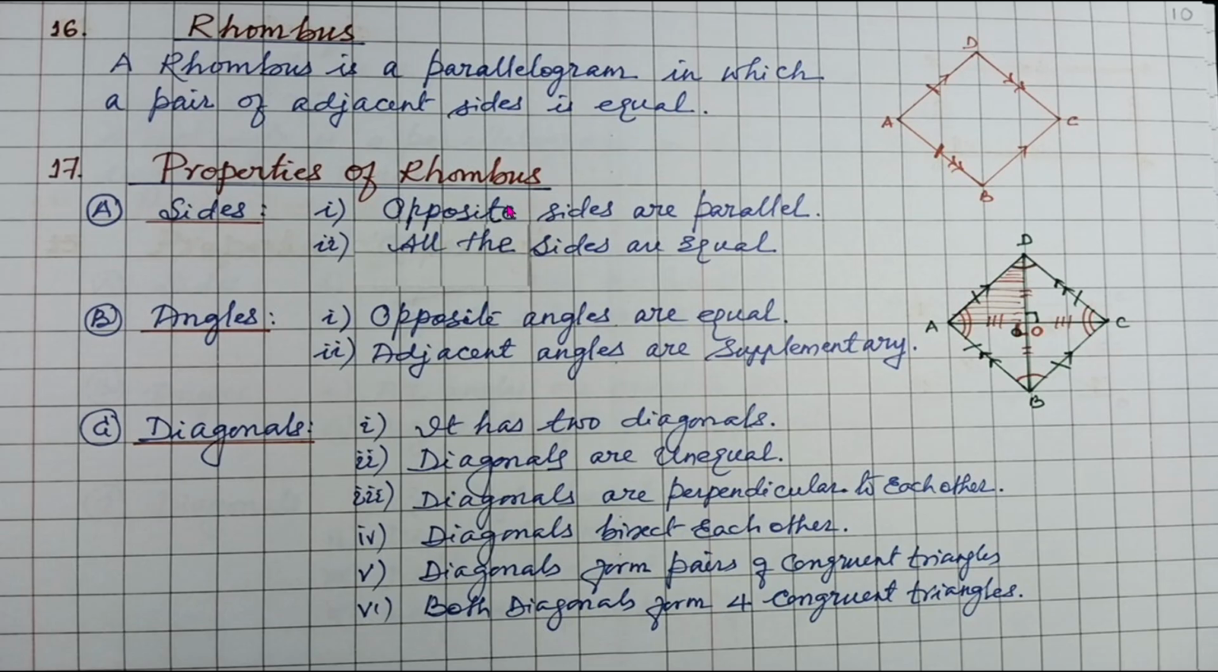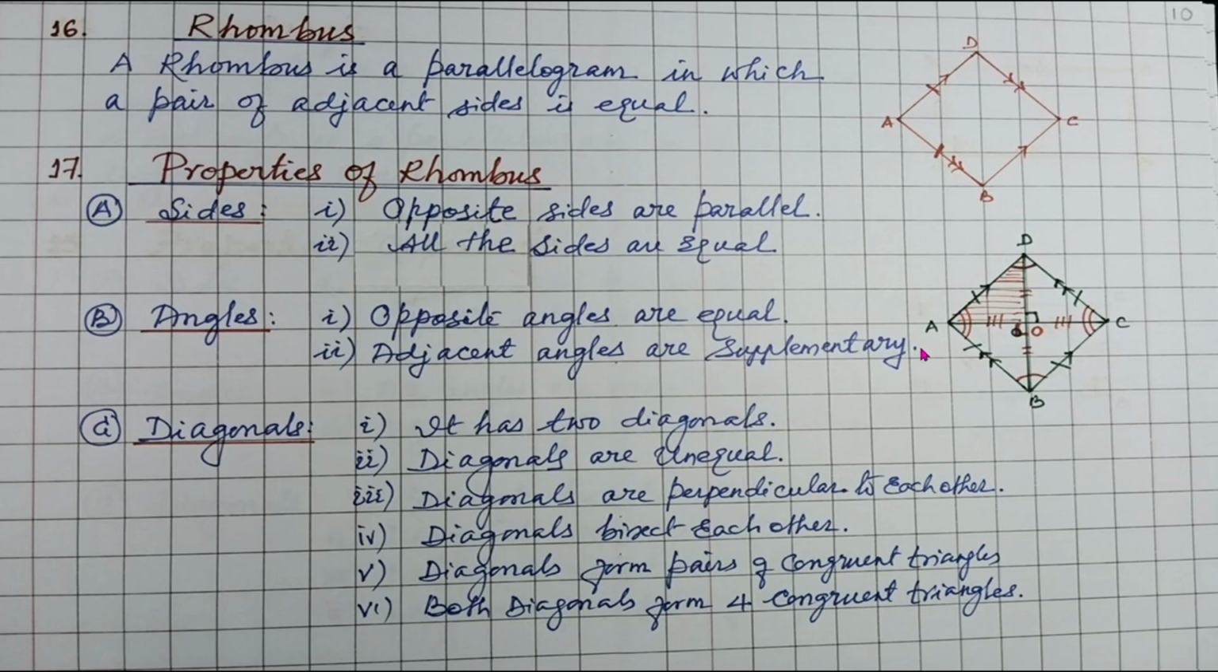The properties of a rhombus in terms of sides: the opposite sides are parallel in a rhombus like a parallelogram, and the difference is all the sides are equal in a rhombus. Remember that. The opposite sides are parallel and all the sides are equal in a rhombus. In terms of angles, opposite angles are equal. Here angle A is equal to angle C, angle B is equal to angle D, and the adjacent angles are supplementary. Angle A plus angle B is 180, angle B plus angle C is 180, angle C plus angle D is 180, angle D plus angle A is also 180. Remember that.